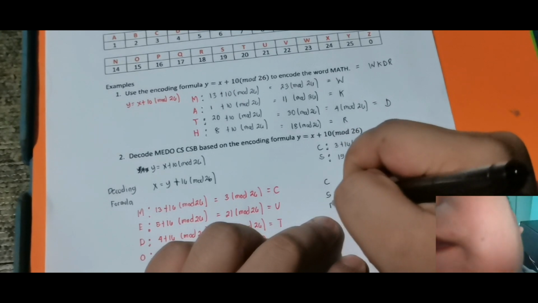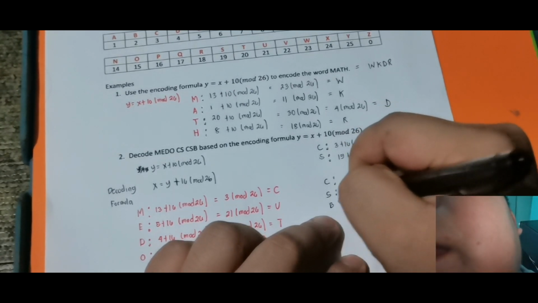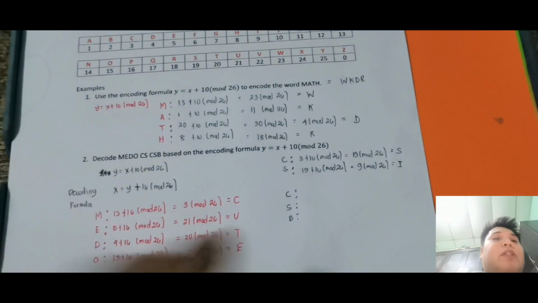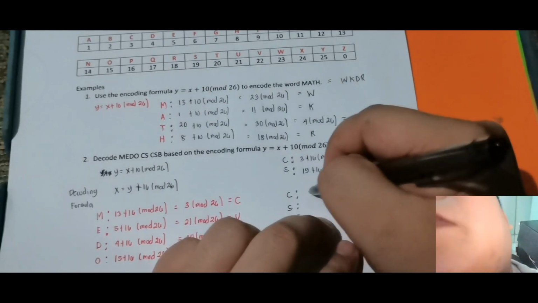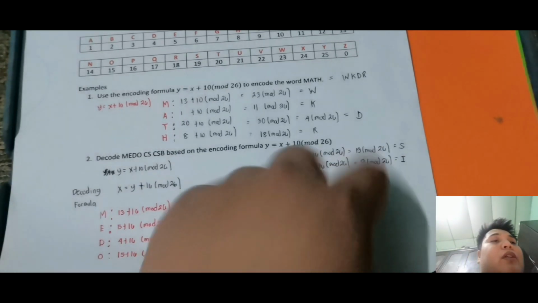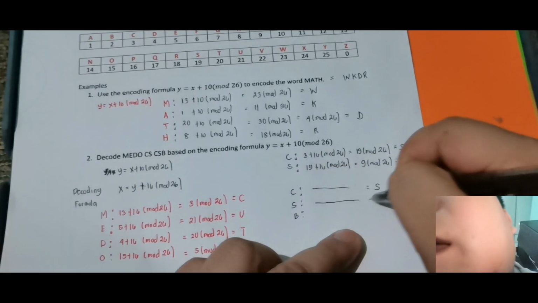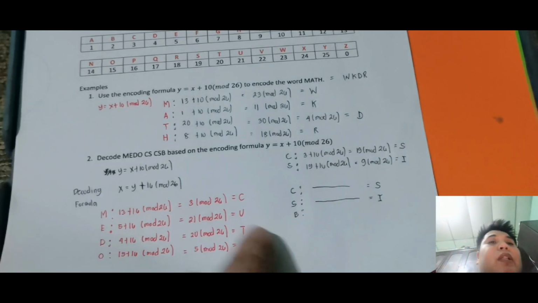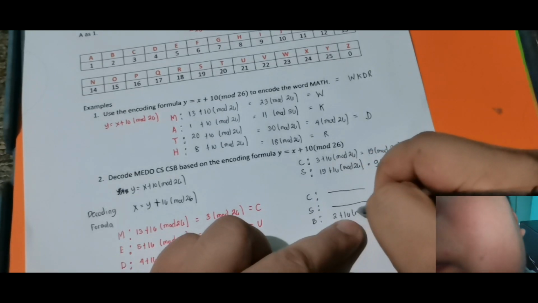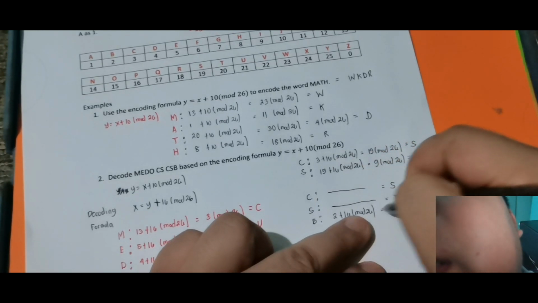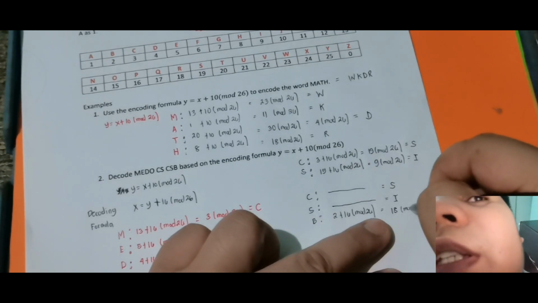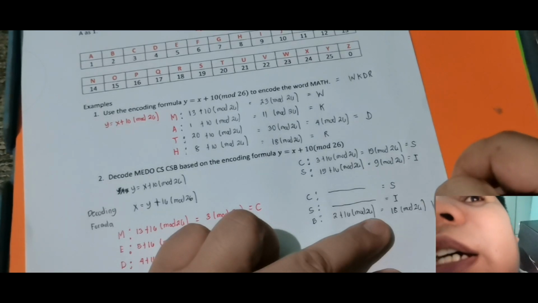CSB. So, para ma-decode natin kung sino yan. Kung sino ba yung cute na yan. Hindi ko alam eh. Obviously naman, yung C natin meron na, no? So, same result na lang to. This is just simply S. Tapos yung S din natin, meron na rin tayong sagot eh. This is just simply I. Okay, so B na lang, problema. That is 2, no? So, this is 2 plus 16 mod 26. This is just simply 18. 18 mod 26. That is 18th letter is R.